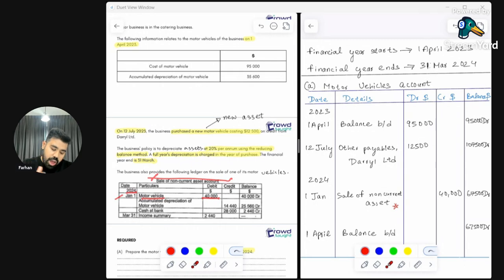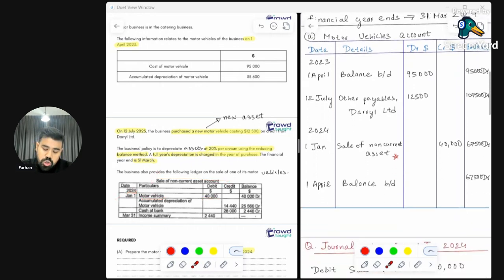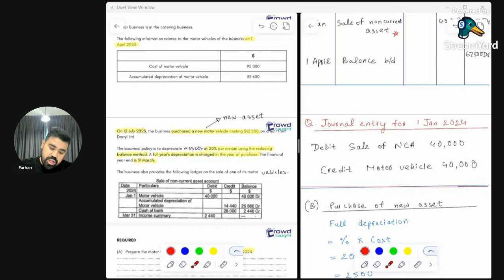Now, how does this add up? So I'll show you a journal entry. So here I have a journal entry for the transaction on 1 Jan 2024. And we were discussing regarding the fact that one of the motor vehicles with a cost of $40,000 was sold. Now, when we sell a motor vehicle, what happens? Our assets go down, right? So that's why we will credit the asset account, which is the motor vehicle account in itself, and that is $40,000. And the reason this asset went down is because of the fact that we had sold it, which is what we show as the opposing debit entry for the sale of non-current asset, which is $40,000.